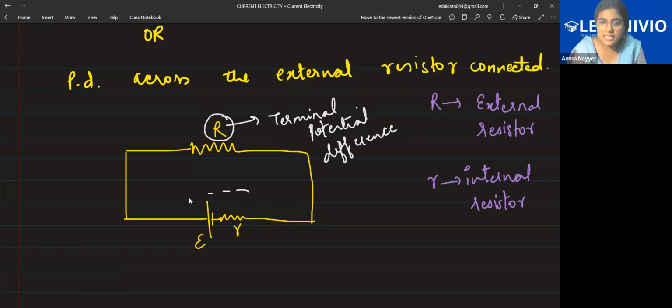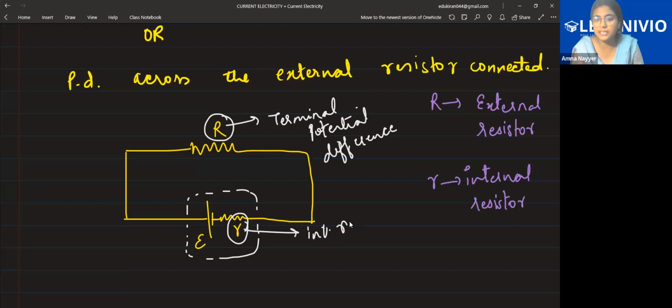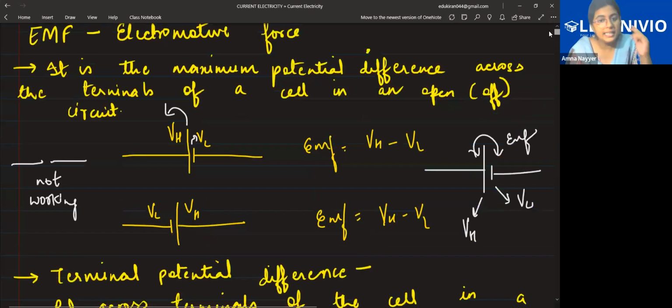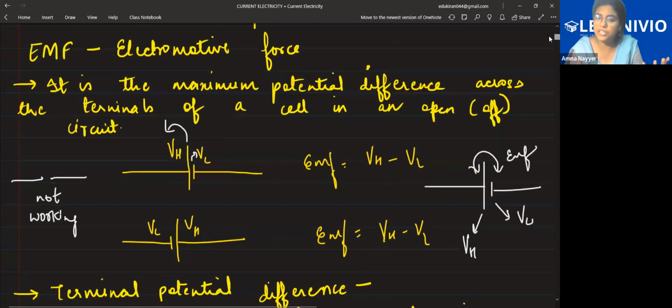And this is the portion of our cell. We cannot represent internal resistance within the battery, so that's why we put it adjacent. This is representing the internal resistance, not where there is an EMF. Now, when the three definitions, EMF, terminal potential, and internal resistance, are done, we'll come to the calculation part and the formula part. So you write this part first.